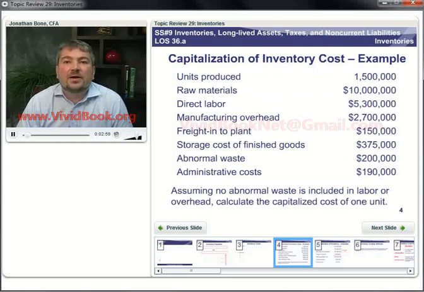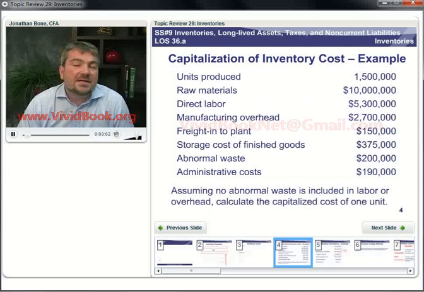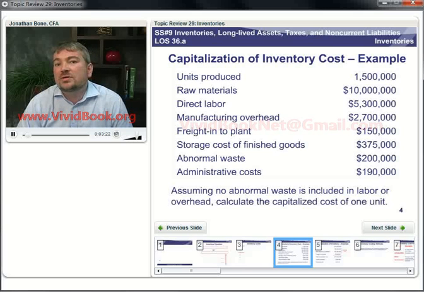Let's have a little look at an example. So in our particular company, we've produced 1,500 units. We've incurred $10 million worth of cost on raw material. Our labour costs $5.3 million. The manufacturing overhead for the year, $2.7 million. Freight into plant, cost of getting the materials into our warehouse, $150,000. Storage cost of finished goods, $375,000. Abnormal waste on material overruns, $200,000. And then some administration costs here of $190,000.